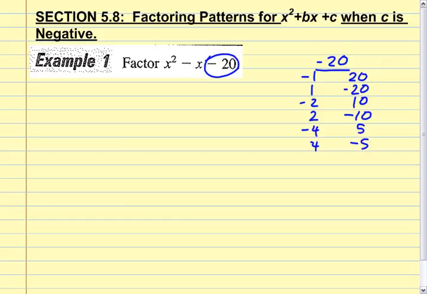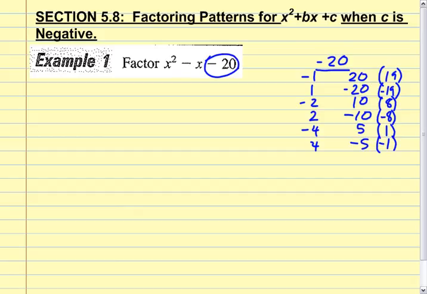Now, I'm going to add these. When I add negative 1 and 20, I get 19. When I add 1 and negative 20, I get negative 19. Negative 2 and 10 gives me 8. 2 and negative 10 gives me negative 8. Negative 4 and 5 gives me 1. 4 and negative 5 gives me negative 1.